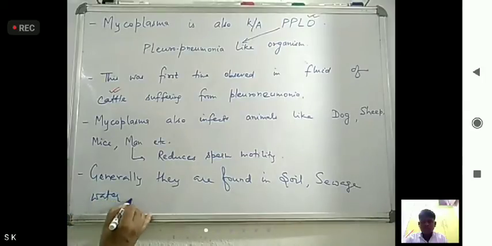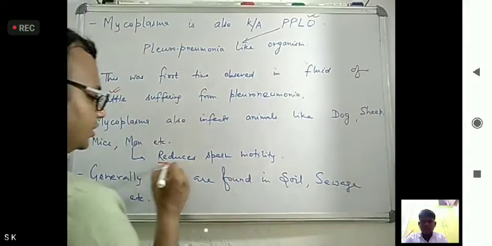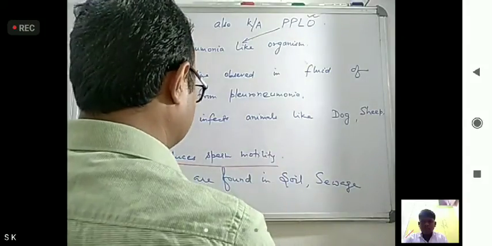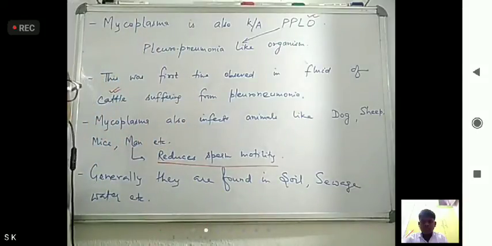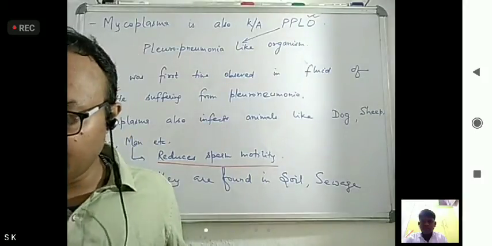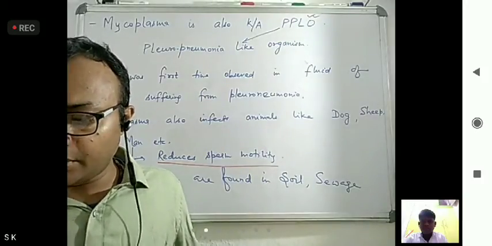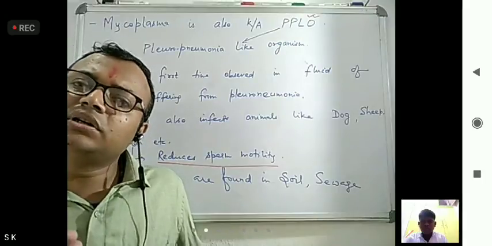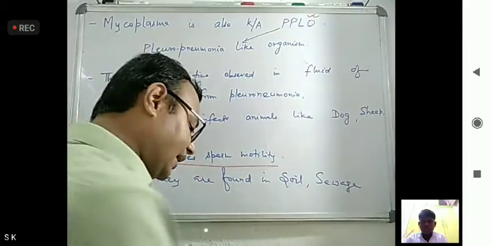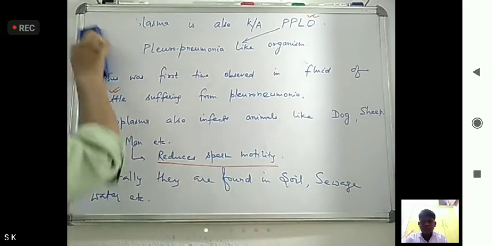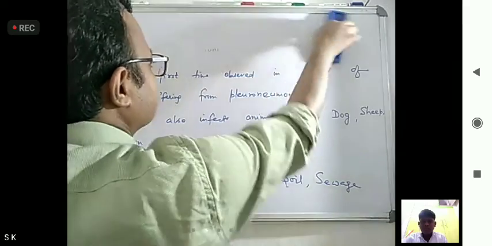Okay, so one time AIIMS asked a question that which organism reduces sperm motility in man. So which organism is that? That is mycoplasma. Okay, now that you have to remember. Now come on, the structure of mycoplasma, what they are having.